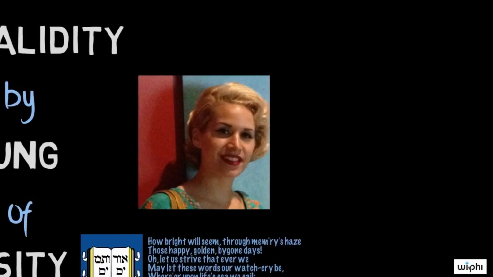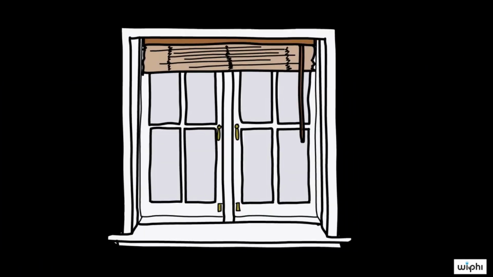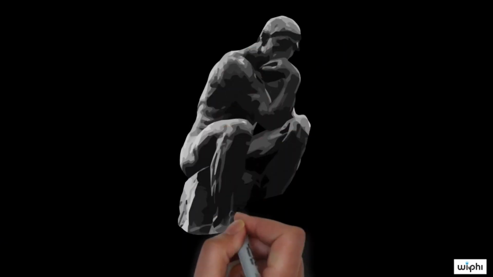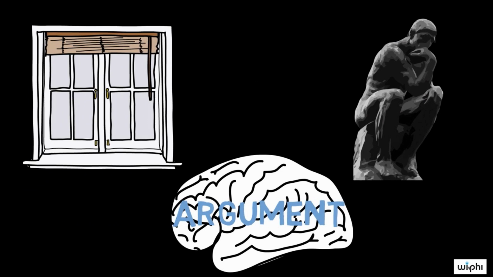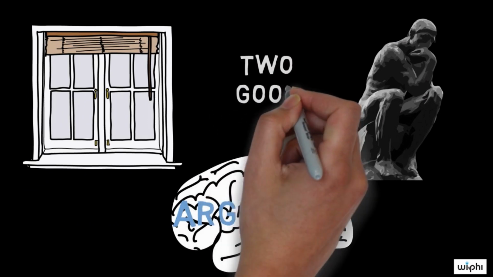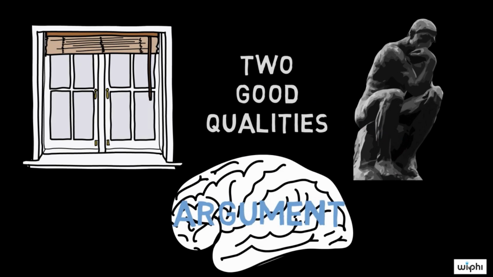There are many different good qualities that arguments can have. For example, they can be clear, they can be interesting, they can be persuasive, and so on. In this video, however, we are going to discuss just two good qualities that arguments can have that are particularly important for determining whether we should accept their conclusions.